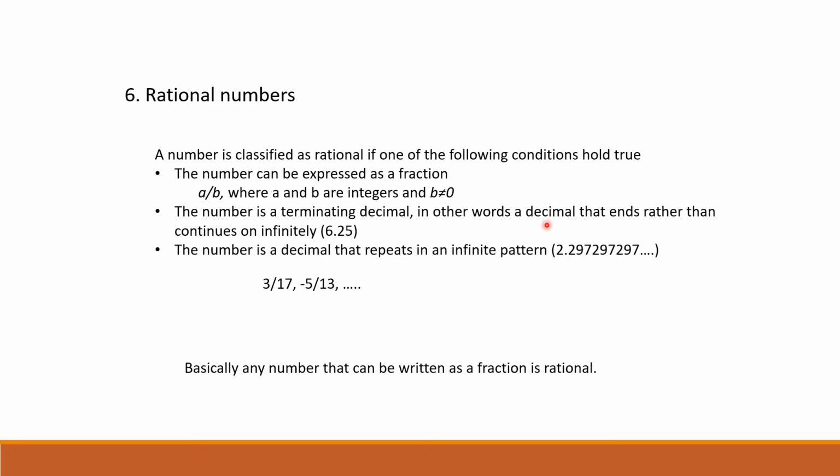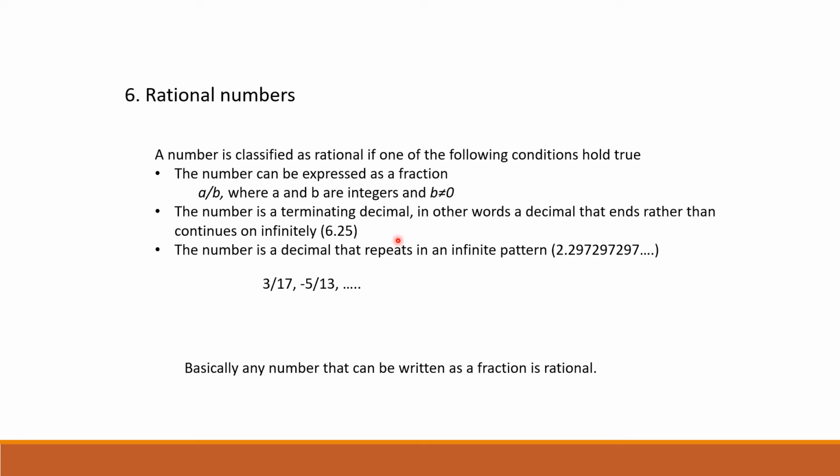Rational numbers. A number is classified as a rational if one of the following conditions hold true. The number can be expressed as a fraction like a by b, where a and b are integers and b is not equal to 0. The number is a terminating decimal, in other words, a decimal that ends rather than continues on infinitely.